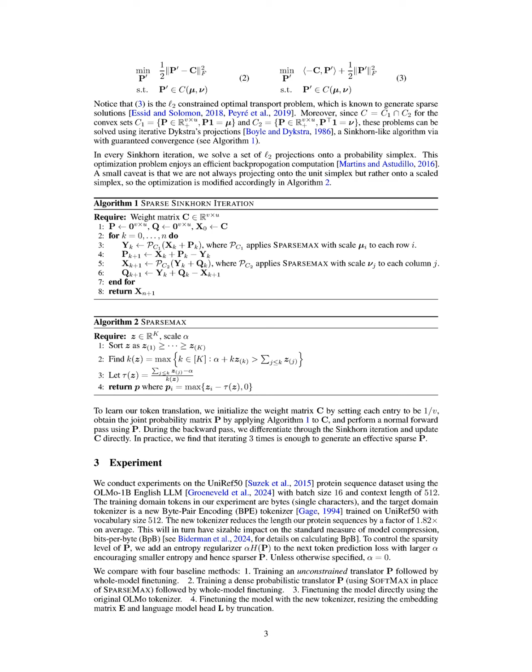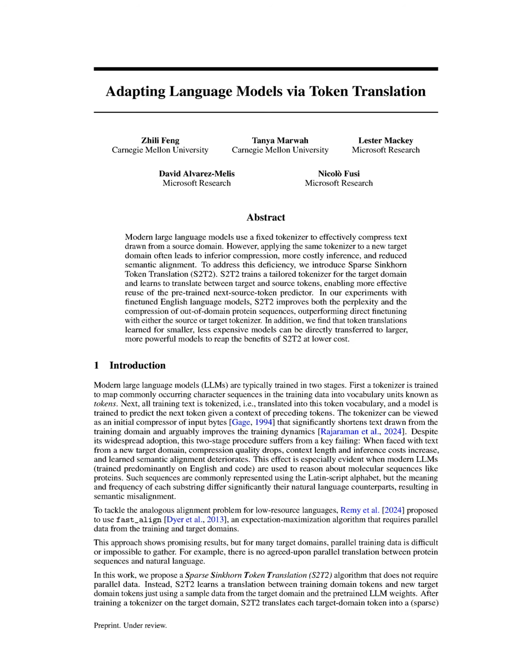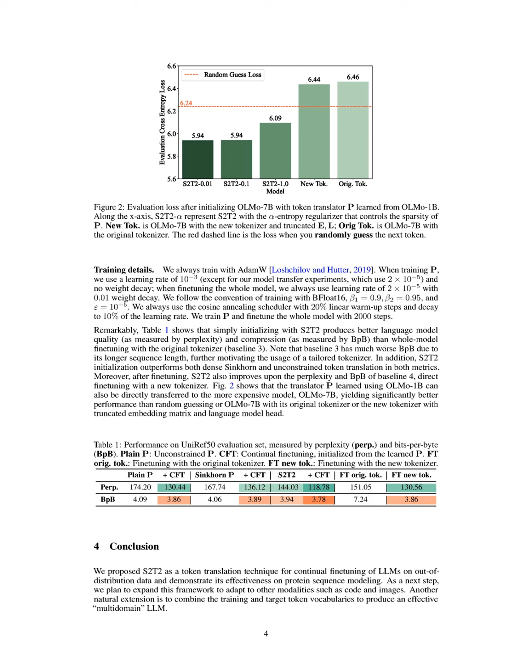The Sparse Sinkhorn Token Translation (S2T2) method is validated through experiments conducted on the UniRef50 protein sequence dataset using the OLMo 1B English LLM. The experimental design involves training a new byte pair encoding (BPE) tokenizer on the UniRef50 dataset, which reduces the length of protein sequences by an average factor of 1.82. The performance of S2T2 is evaluated against baseline methods using two key metrics: perplexity, which measures language model quality, and bits per byte (BPB), which assesses model compression.